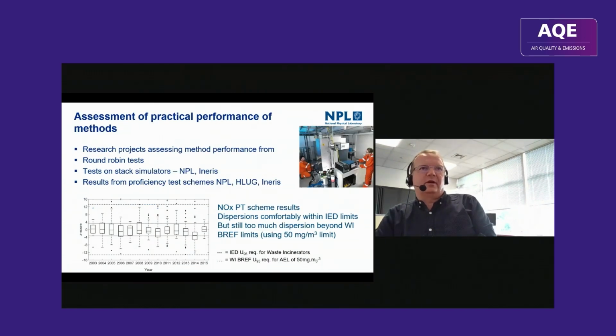So another way of assessing the practical performance of the methods in the real world is to look at the results that we've seen from proficiency testing schemes. And we've done that in a number of European projects. Mark's going to talk in more detail on that in HCl. But here, just as an example, we've looked at the NOx proficiency testing results in the UK, the German and the French schemes. And we can see in the graph that the dotted line is from the IED, and you can see most of the results fall within that. The finer line, at about plus or minus just under a Z-score of 4, is for the waste incineration BREF, and you can see that a number of results are starting to fall outside of that. So it really is becoming an issue as we reduce the limits. The actual practical performance of the methods is becoming an issue.